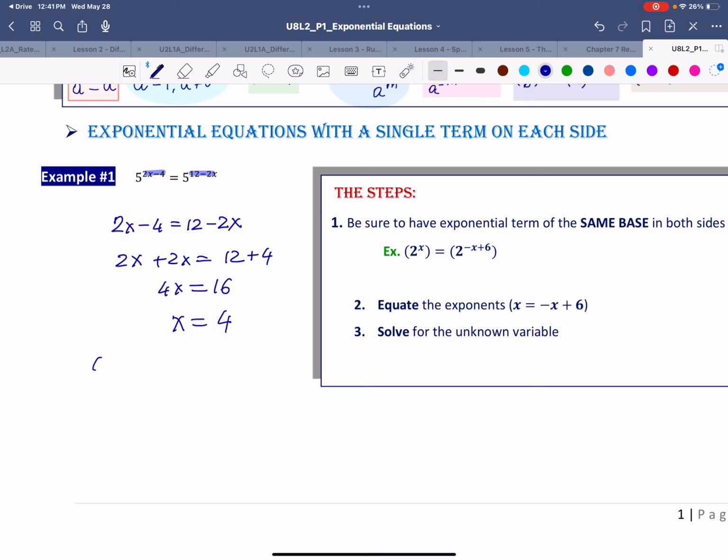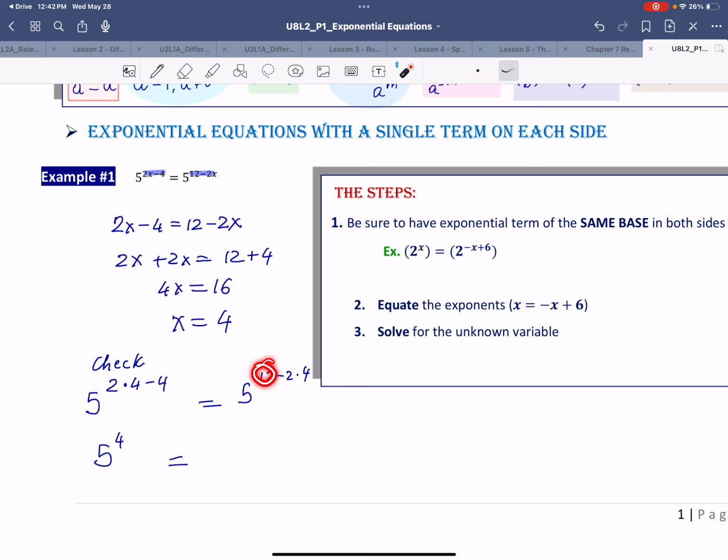Now, if you want to check your solution, we substitute x by 4. So the left side, 5 to the power of 2 times 4 minus 4, equals the right side, which is 5 to the power of 12 minus 2 times 4. On the left side, we have 2 times 4, 8 minus 4 is 4. And the right side is 12 minus 8, which is also 4, so 5 to the power 4, which tells us that the left and the right side are the same, so the solution works.